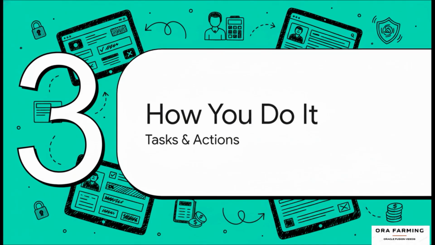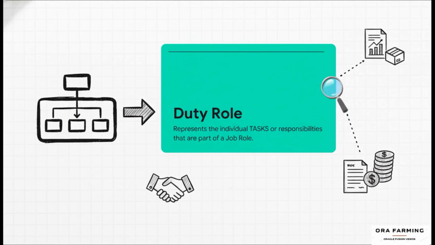What screens can she access? What buttons can she push? This is where the model gets really, really granular. Now we're talking about duty roles. See, a job role isn't just one giant permission. Think of it more like a toolbox. It's a container that holds a bunch of different tools you need to do your job. And each one of those tools, that's a duty role. It represents a major task like process invoices or manage supplier information.